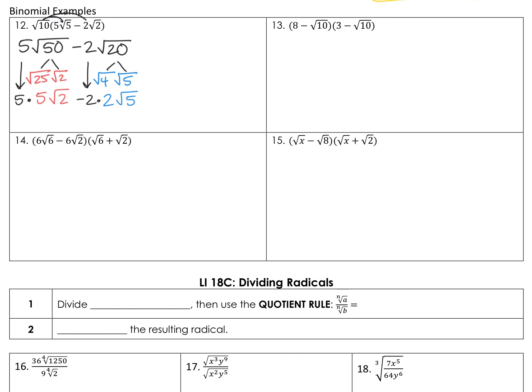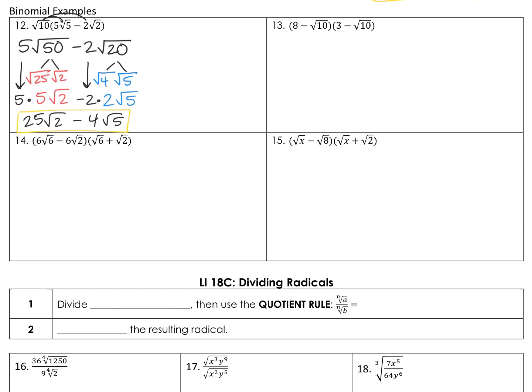If the arrows are too chaotic for you, then don't do that on your paper. Make sure you multiply by the number in front, so your final answer would be 25 root 2 minus 4 root 5. Are those like terms? No, they have different numbers, so don't try to combine them. What's next?